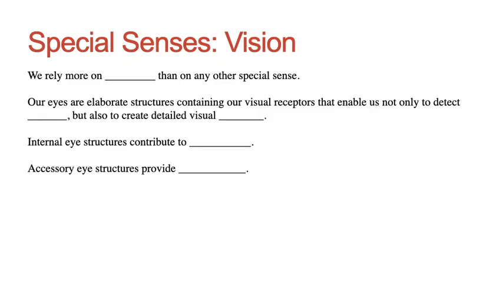Okay, so just a quick introduction for vision. We rely more on vision than we rely on any other special sense. Basically, our eyes are elaborate structures containing visual receptors that enable us to not only detect light, but also to create detailed visual images. And we're going to discuss two general areas of the eye, the internal eye structures, which are going to contribute to vision. And we're going to begin this presentation discussing accessory eye structures, which provide protection.